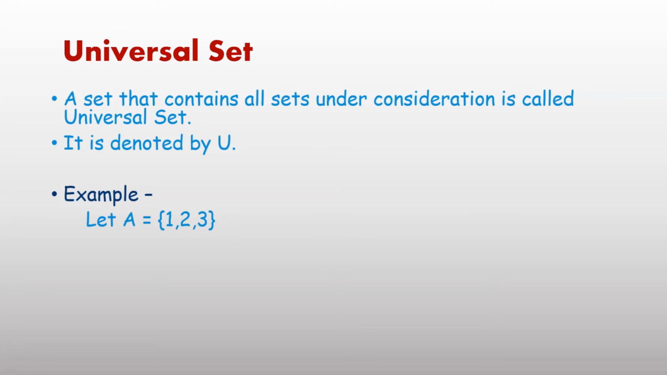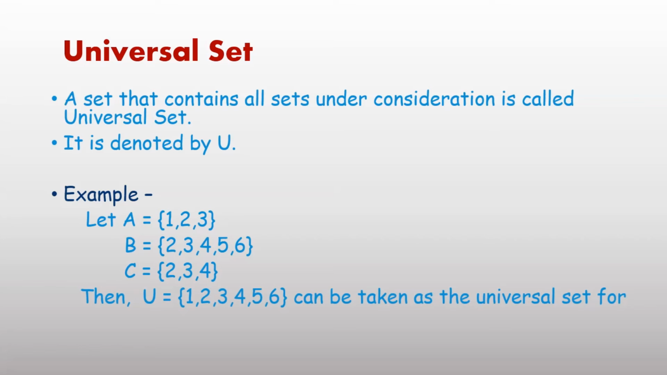Next, universal set. A set that contains all sets under consideration is called the universal set, denoted by U. Under consideration means, for example, if 3 sets are given, set A equal to {1, 2, 3}, B equal to {2, 3, 4, 5, 6}, C equal to {2, 3, 4}, you have to write a set that contains all the elements of sets A, B and C.